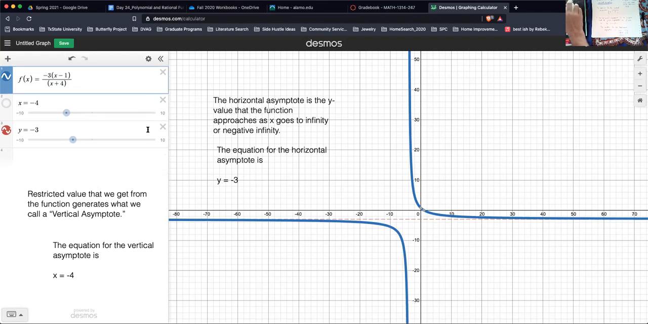Let me get rid of this one. Well, it would be that leading coefficient. The leading coefficient of negative 3 is the same thing as our horizontal asymptote.